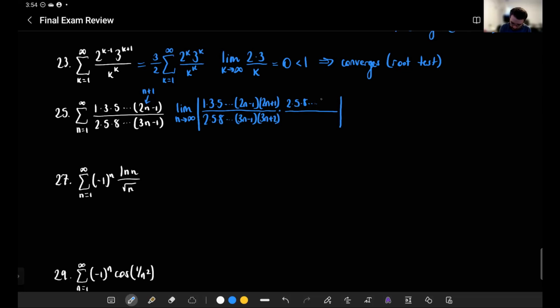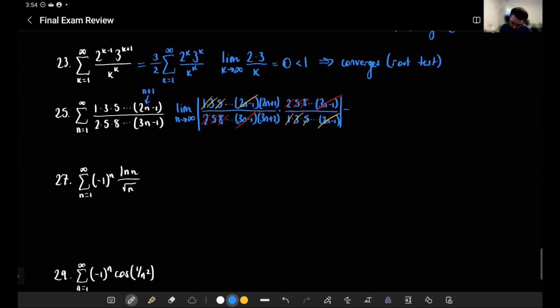So, okay, reciprocal, let's just write it down. 258 ... 3n minus 1. Numerator becomes the denominator, 2n minus 1. And now hopefully you see 1 cancels with 1, 3 with 3, 5 with 5, 2n minus 1 with 2n minus 1. 2 cancels with 2, 5 with 5, 8 with 8, 3n minus 1 with 3n minus 1. And you're just left with these final terms.